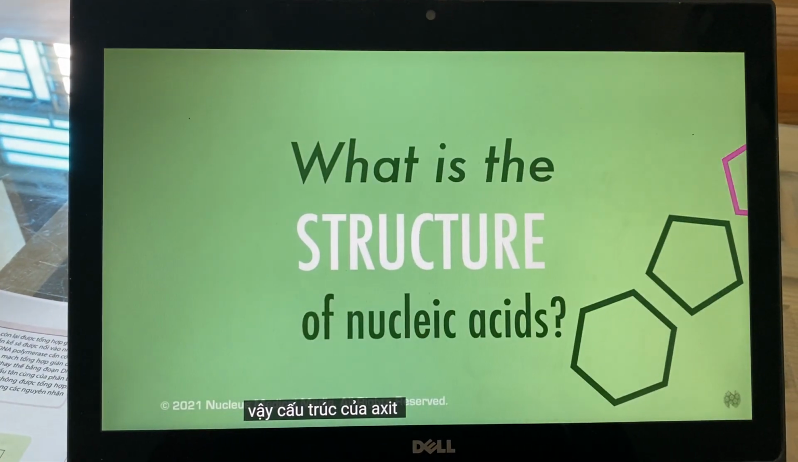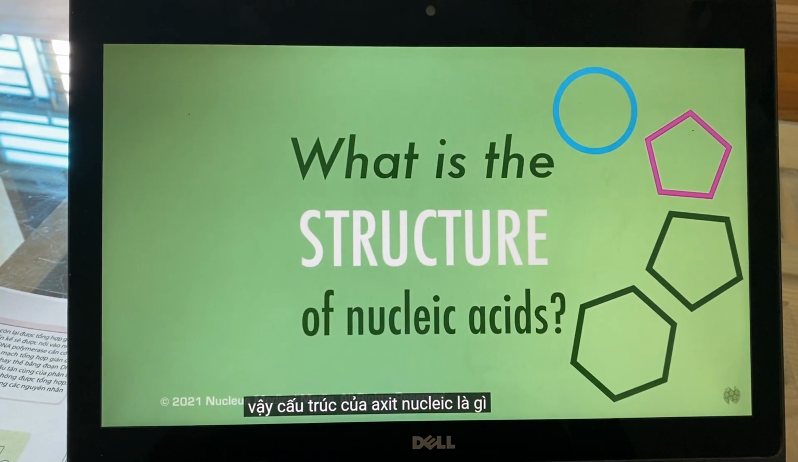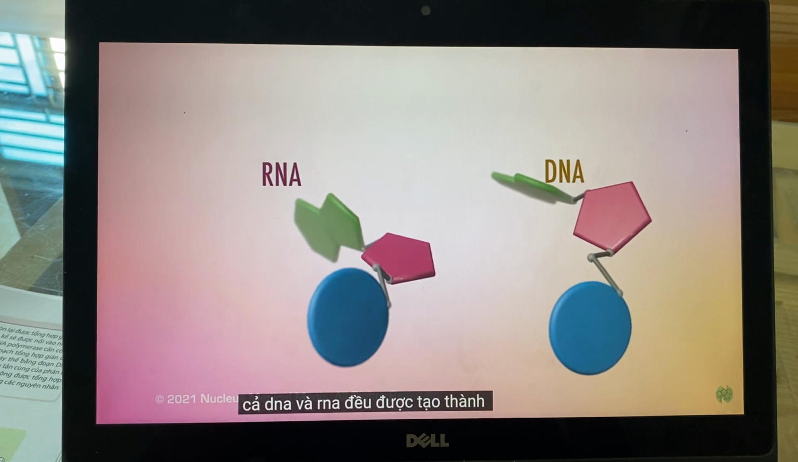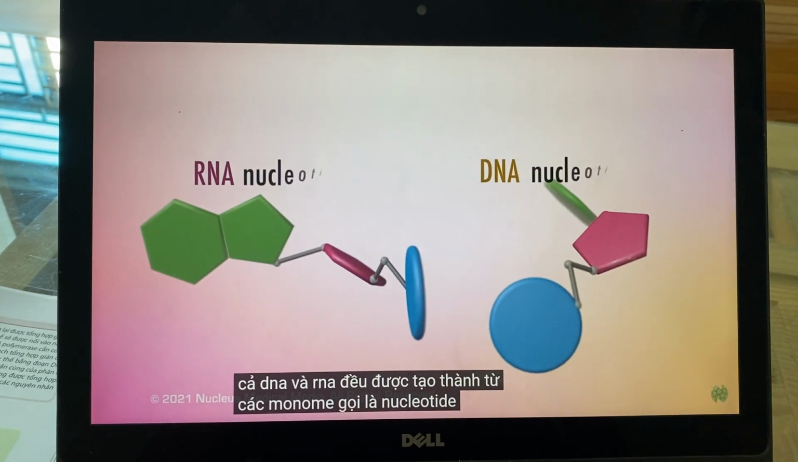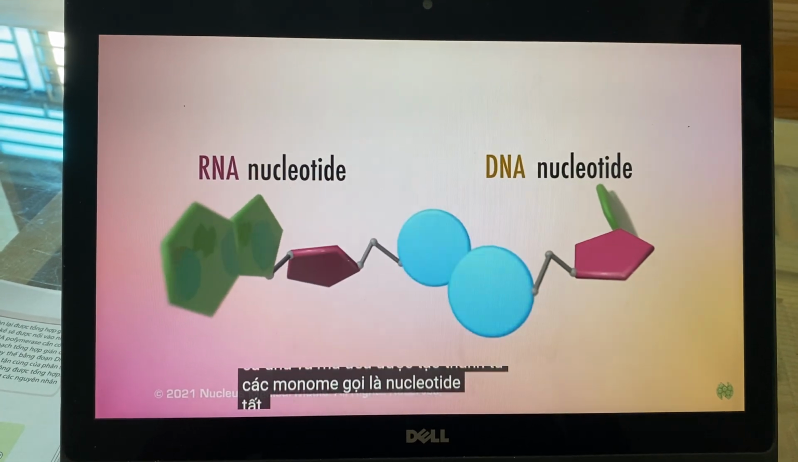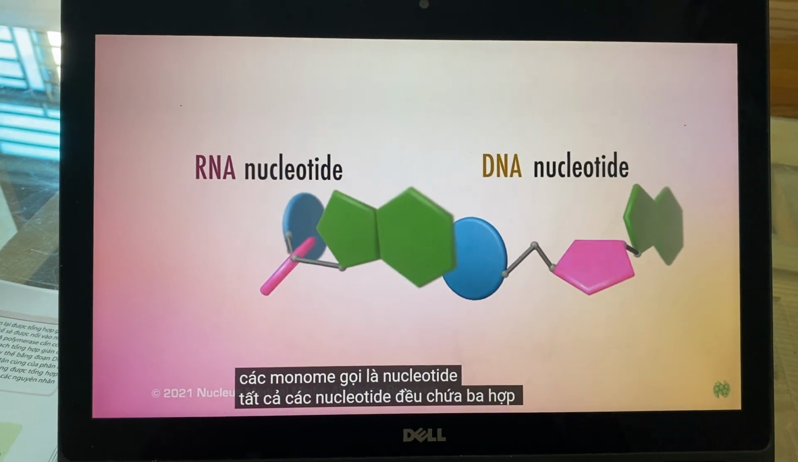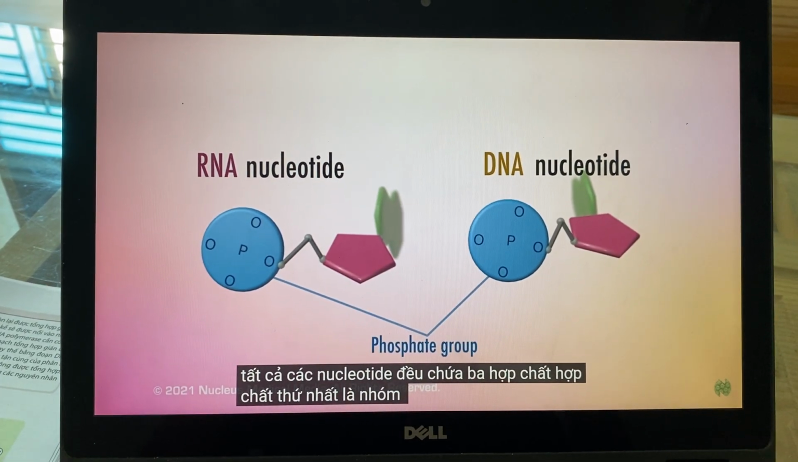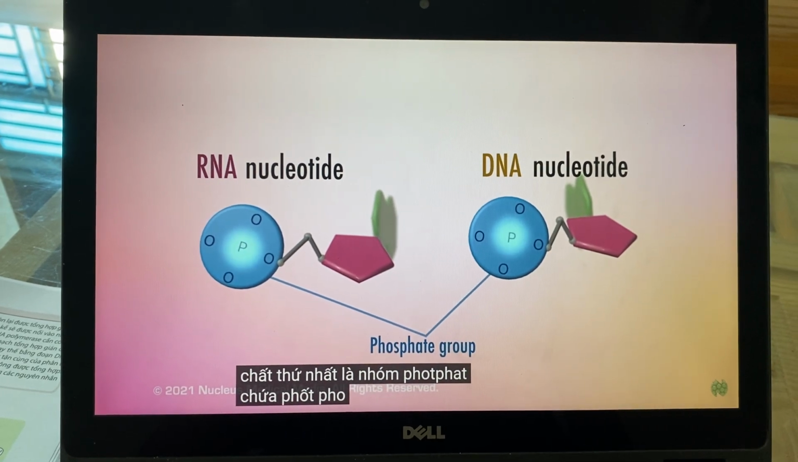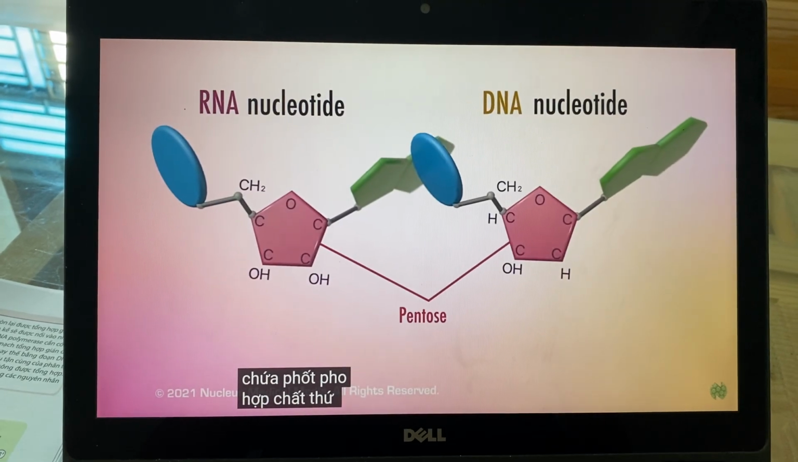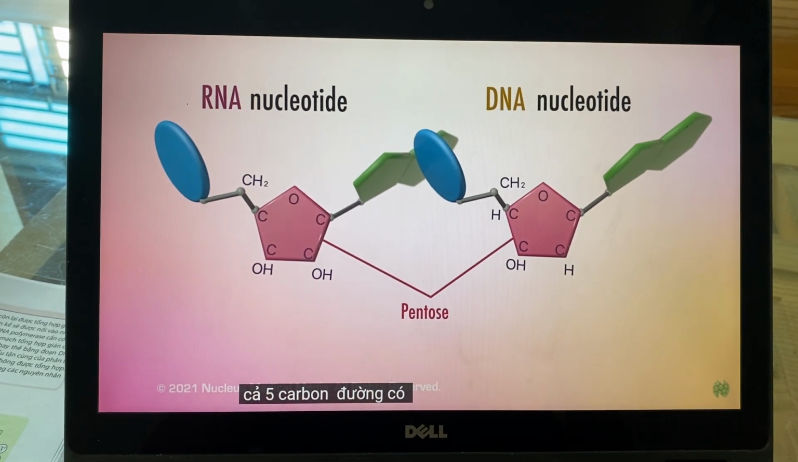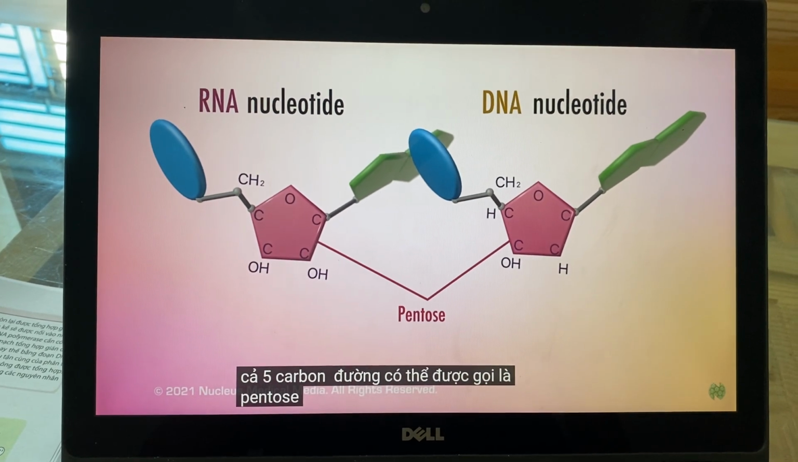So, what is the structure of nucleic acids? Well, both DNA and RNA are made up of monomers called nucleotides. All nucleotides contain three compounds. The first compound is a phosphate group, which contains phosphorus. The second compound is a 5-carbon sugar. All 5-carbon sugars can be called a pentose.